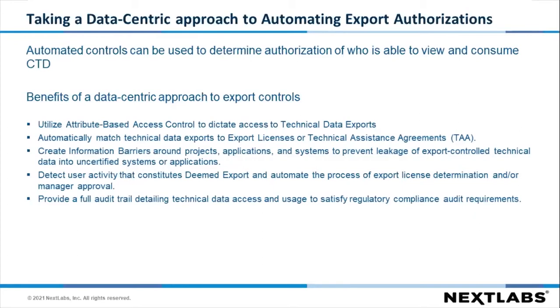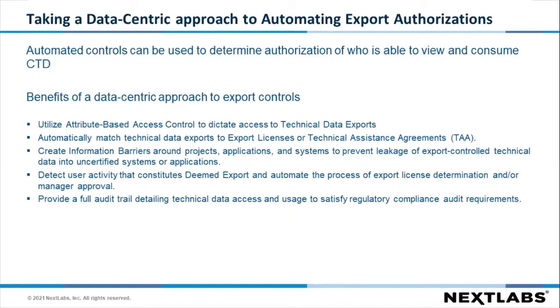So some of the benefits of a data-centric approach to export controls include using attribute-based access controls to control access to the technical data exports, and to automatically match technical data exports to export licenses or technical assistance agreements. This allows you to create information barriers around the projects, applications, and systems that need protecting to prevent the leakage of export-controlled technical data to users or to systems that are not authorized.